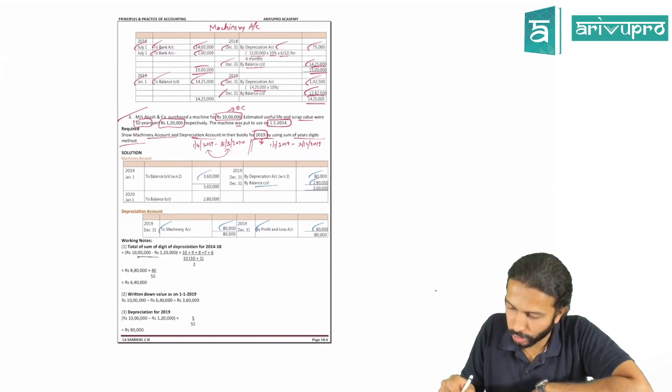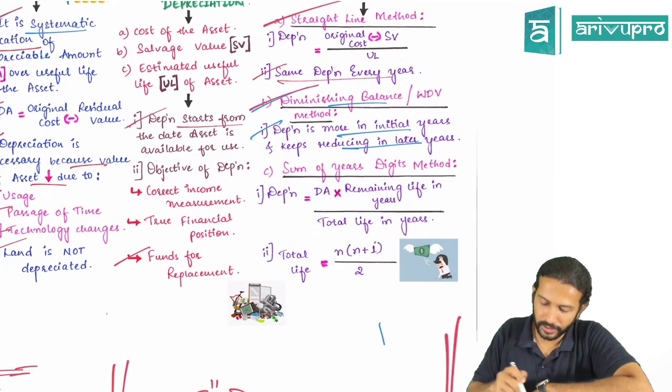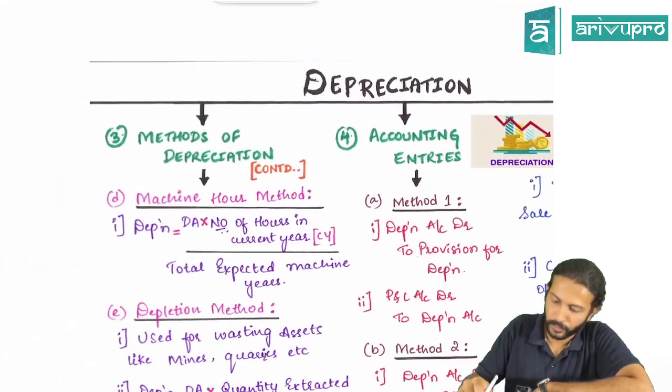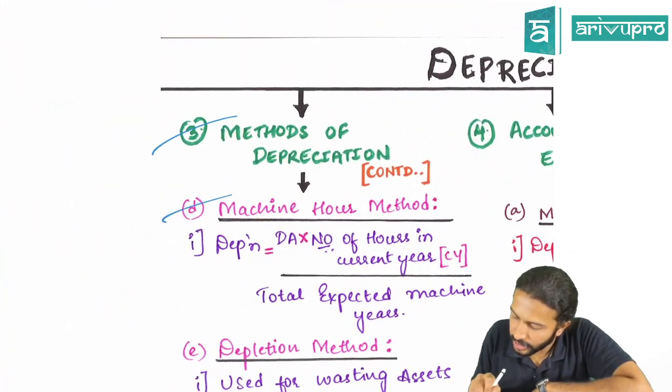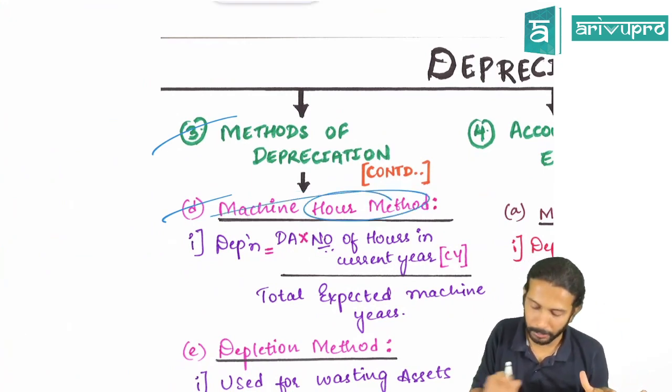Question number 3 is also done. Next method, sir. So we have done 3 till now. So let's go ahead and do the 4th one. We're continuing. The 4th one is the machine hour method. There is another method known as the machine hour method.